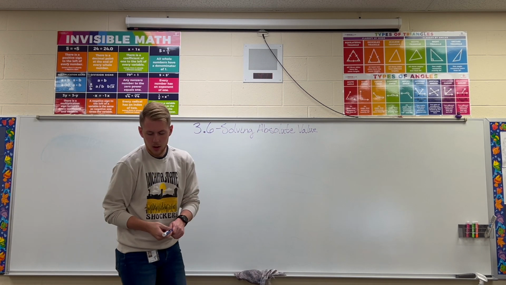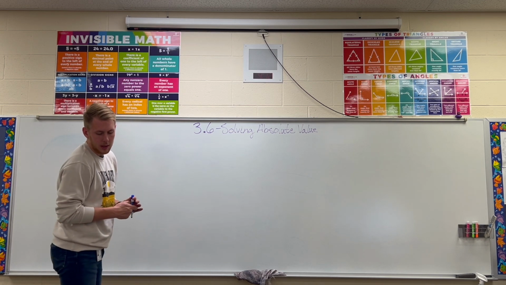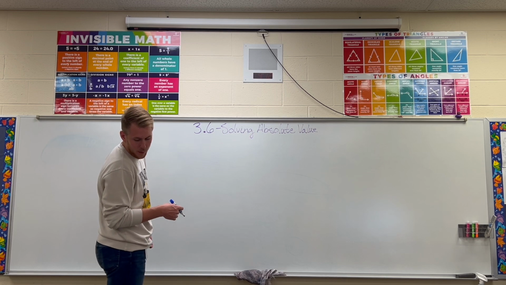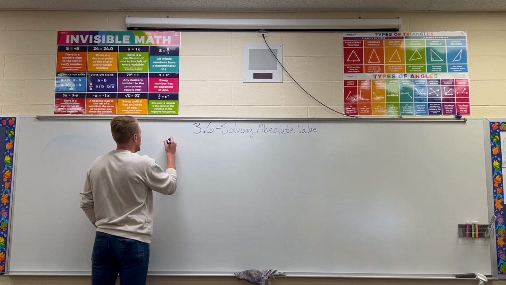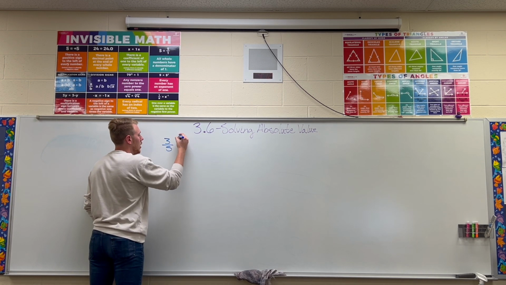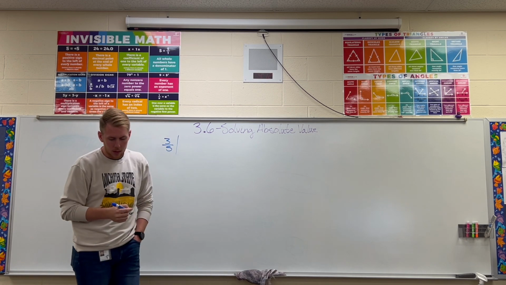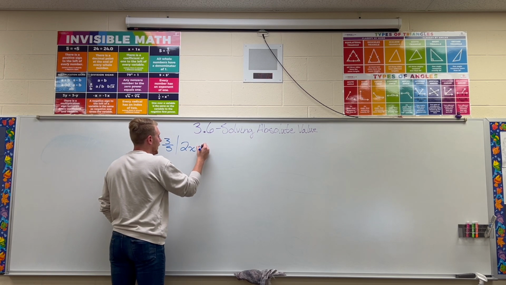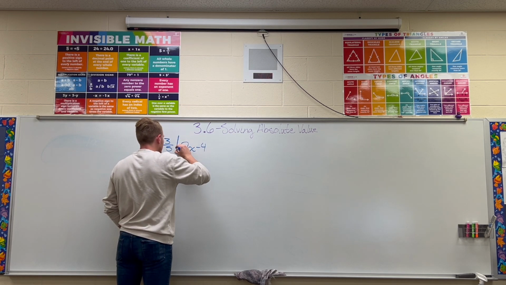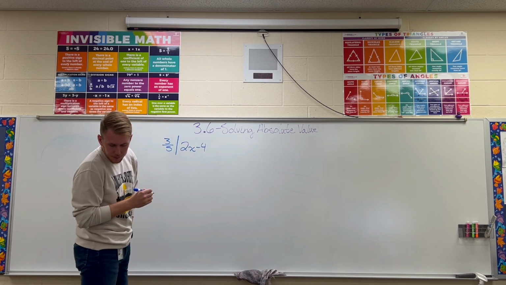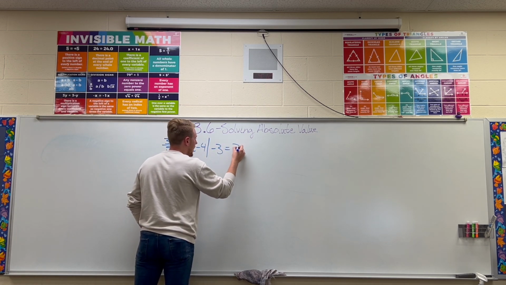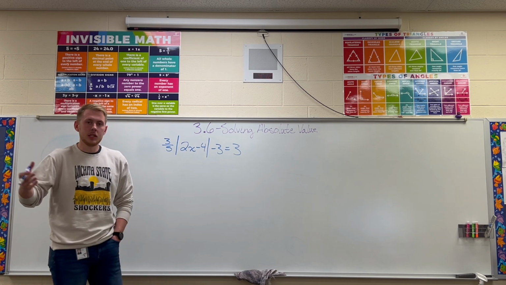All right. Equation number 2. Technically I guess this would be like 4, but okay, here we go. 3/5. Yeah, I'm throwing a fraction at you. 3/5 absolute value 2x minus 4, minus 3 equals 3. Okay, so let's solve.